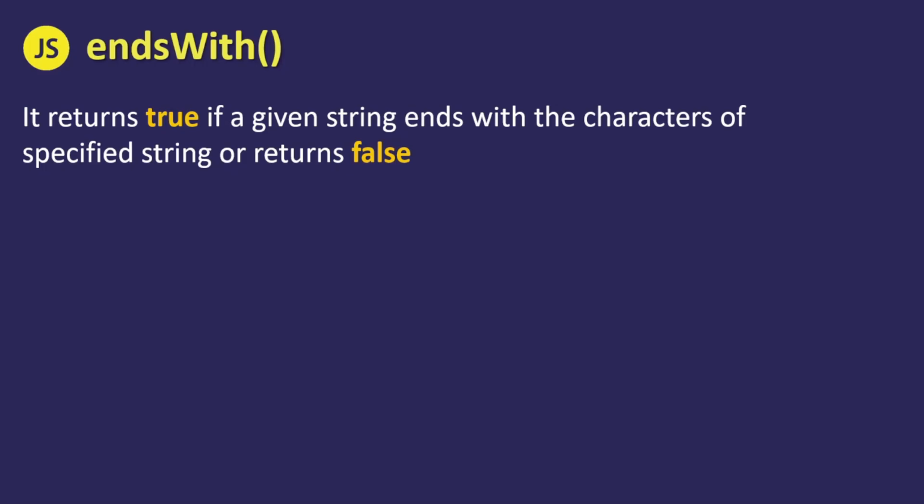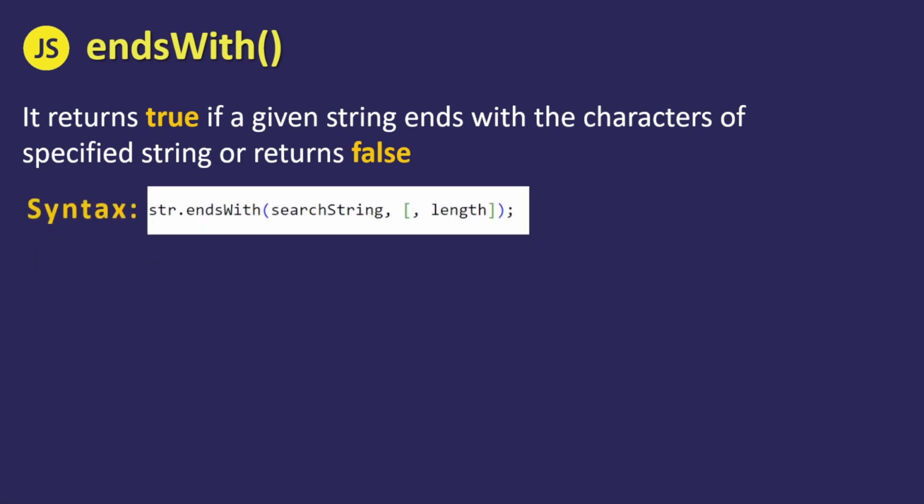Let's discuss the endsWith operation now. It returns true if the given string ends with the characters of the specified string, else it returns false. This is the syntax of the endsWith method. On str we are calling this method. Also we are passing a search string as an input parameter, and length is an optional parameter. By default it takes the full length of the given string.